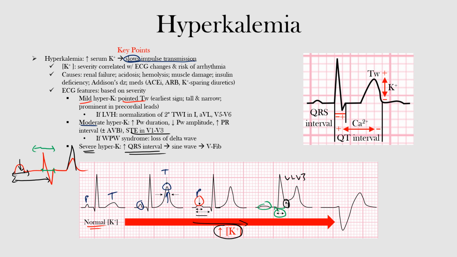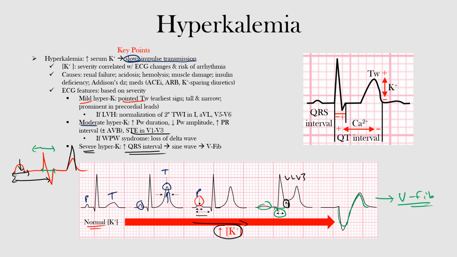Now, if potassium levels are still not controlled, the QRS complex may eventually fuse with the T wave, forming what we call a sine wave, which can then develop into ventricular fibrillation, or VFib. If you notice down here, our QRS complex is fusing with our T wave. What we get here is almost this sine wave that's appearing, and that can eventually develop into VFib, which is a life-threatening arrhythmia.